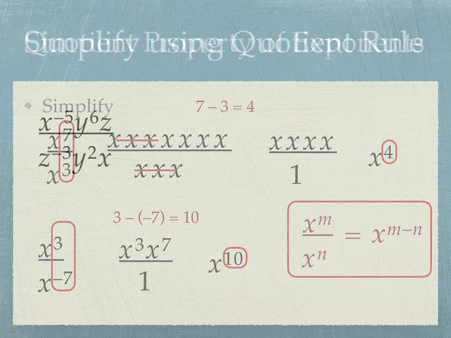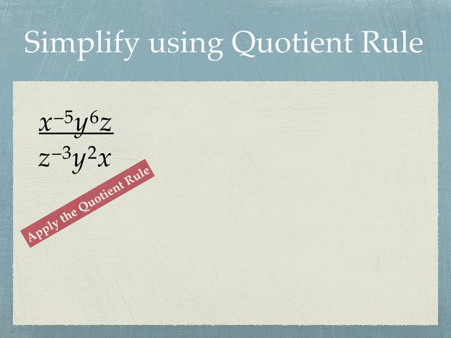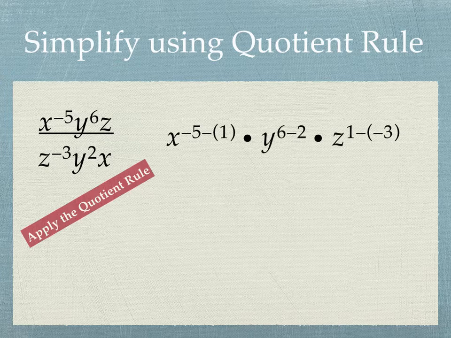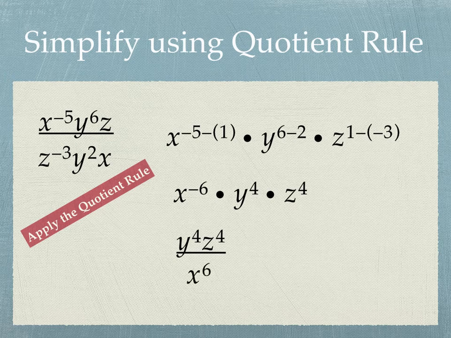Now let's apply this quotient rule. We'll have, for the x's, x to the negative 5 minus 1 times y to the 6 minus 2 times z to the 1 minus negative 3. Now we can simplify the exponents, and that negative exponent of x, we'll put that down in the denominator to make it positive. And so we have simplified the original expression, and we used the quotient rule.